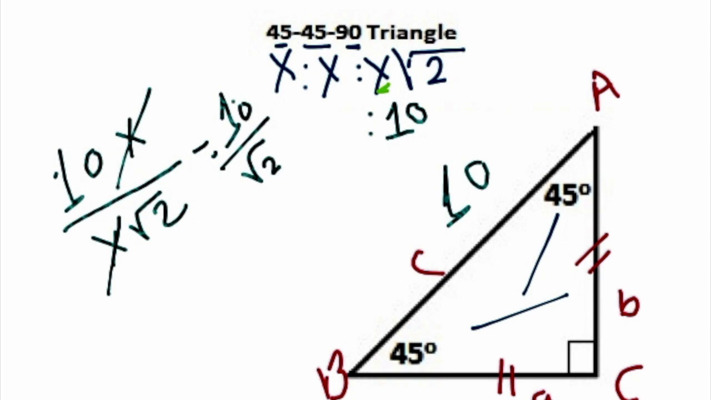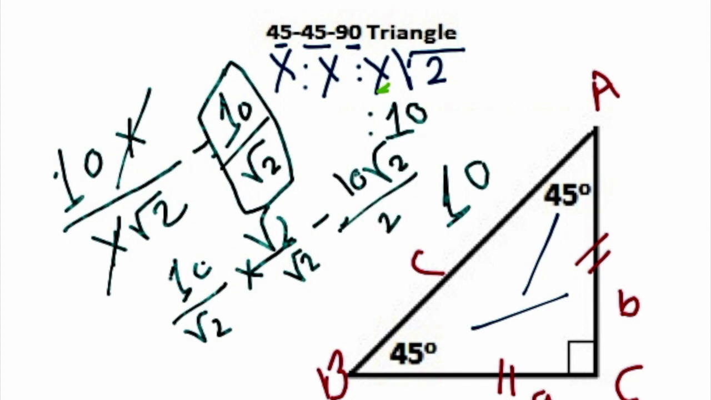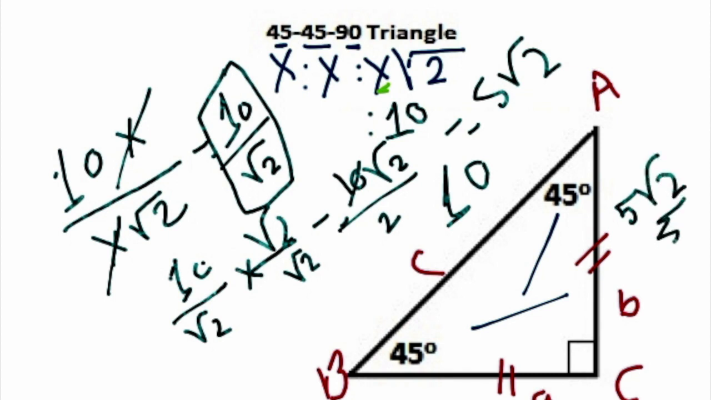And you could leave it like that, but I don't like how it looks. So what we're going to do is rationalize this fraction. By rationalizing this fraction, I mean removing the radical from the denominator. And we could do that by multiplying by the same radical. So if that's 10 over square root of 2, and we multiply both the numerator and the denominator by square root of 2, that would give us 10 square root of 2, and square root of 2 times itself gives us 2. So divide by 2, that would give us 5 square root of 2. So x here equals 5 square root of 2.